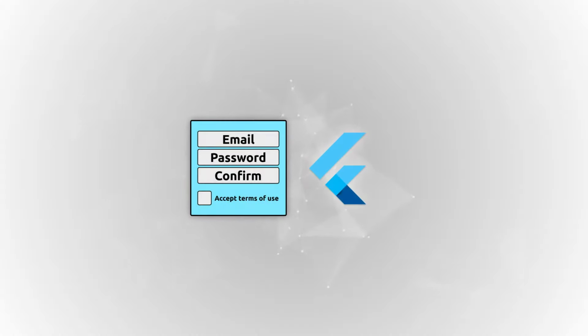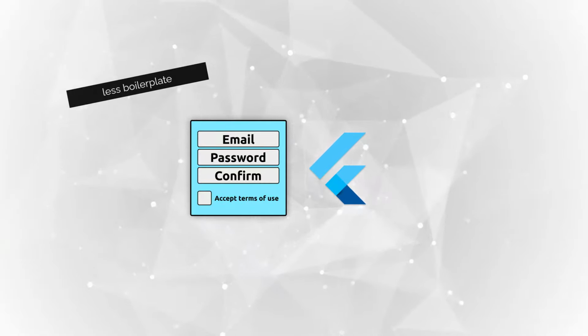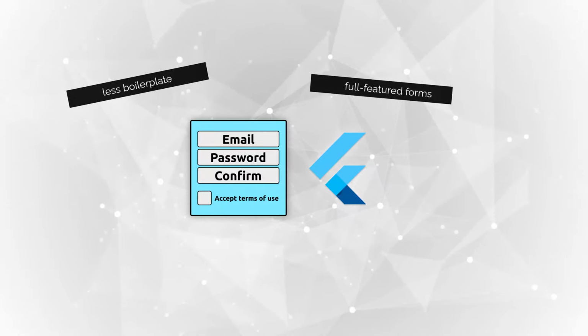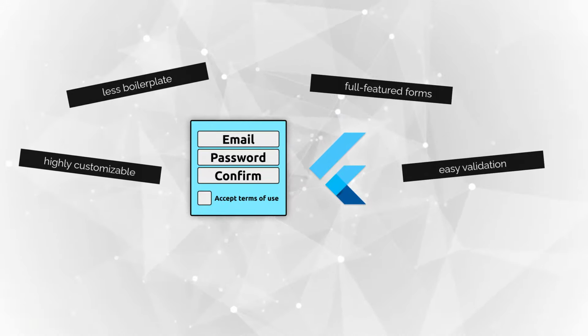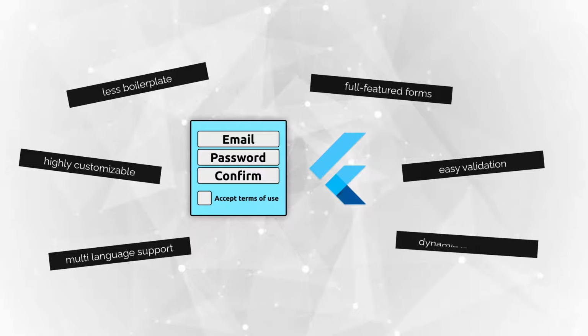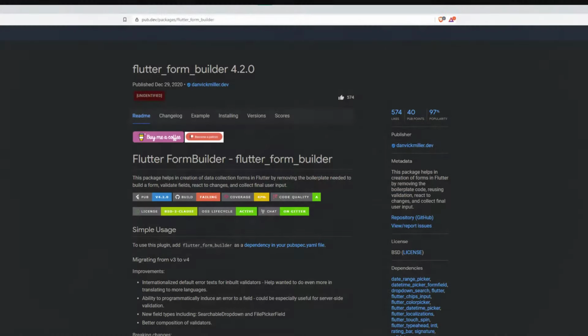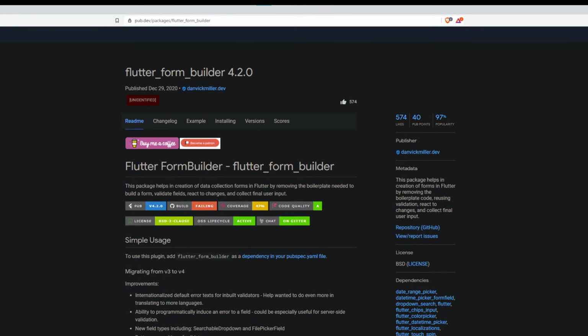In this video, I'll show you how to easily create forms in Flutter without the typical boilerplate that comes with it. To do that, we'll take a look at a powerful package that lets you create full-featured forms, from a small login form to complex forms where you can validate input data, display appropriate error messages in the right language, and create dynamic input procedures. This package is called Flutter Form Builder. There have been many changes since my last tutorial, and the package is now available in version 4.2.